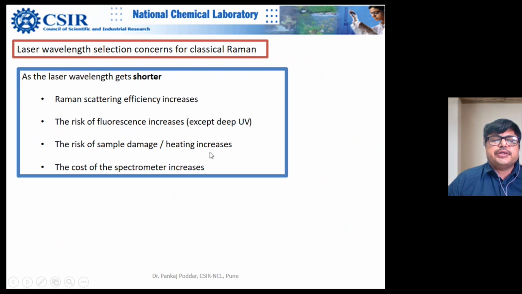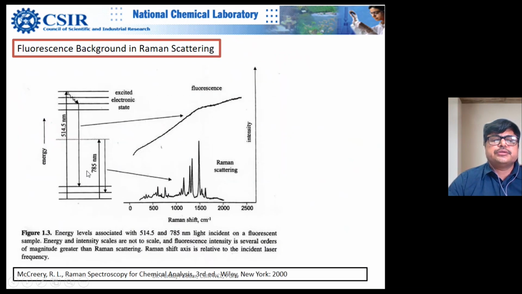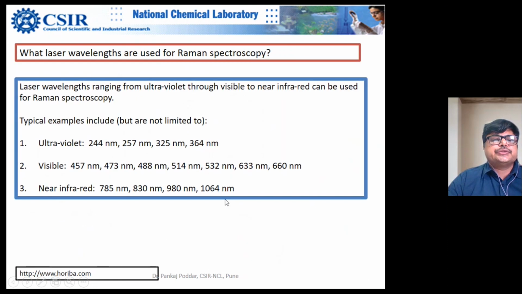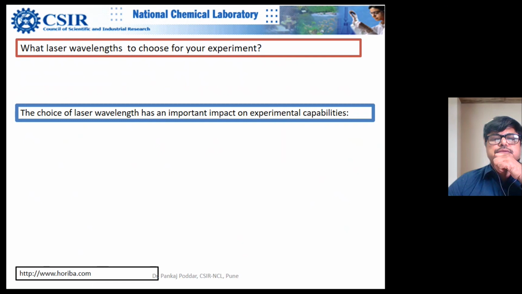And sample damage may also increase. The cost of the spectrophotometer also increases. You can see that the fluorescence signal can sometimes mask feeble Raman scattering. So these are some typical lines which people will use in ultraviolet. These are the choices sometimes. Visible, these are the choices. And so people see what is affordable, and they buy those sources.